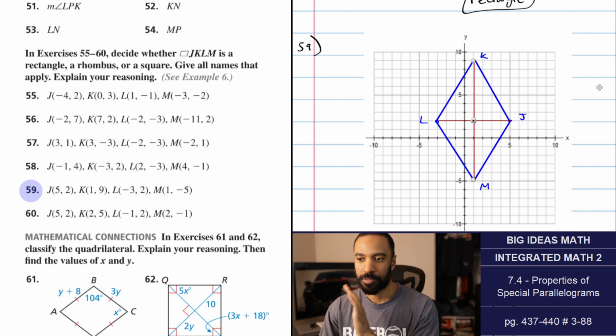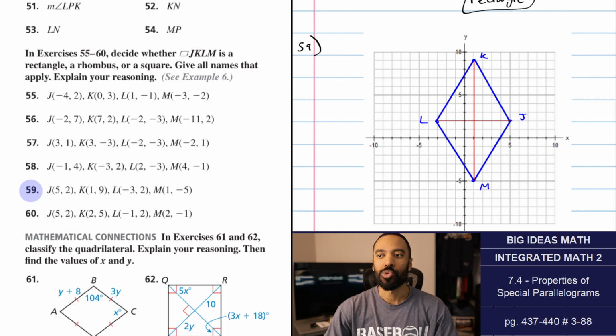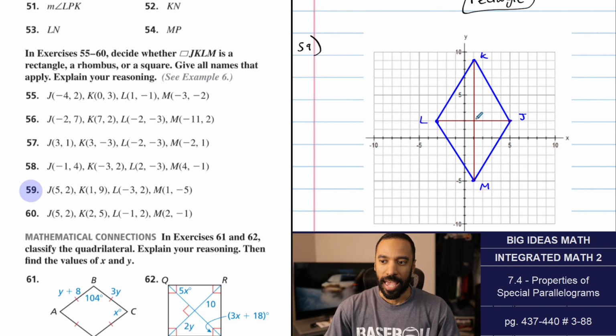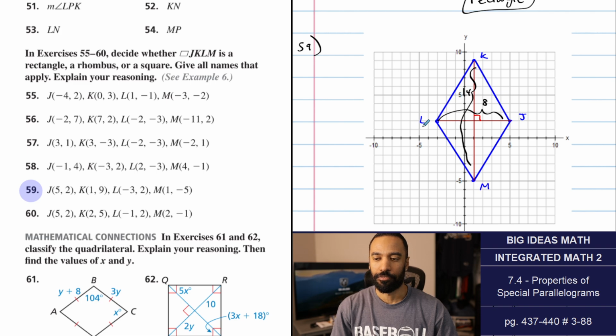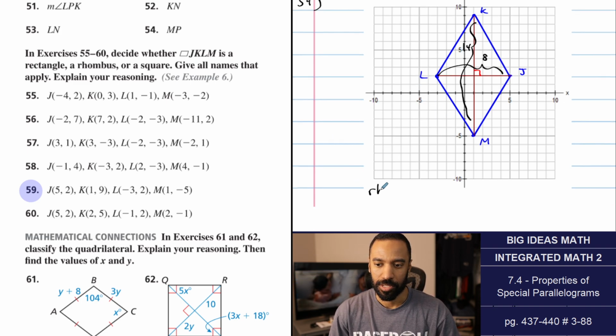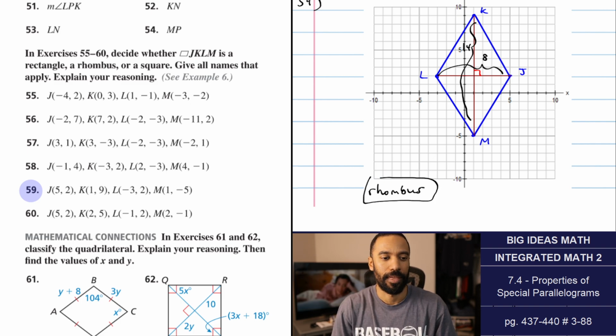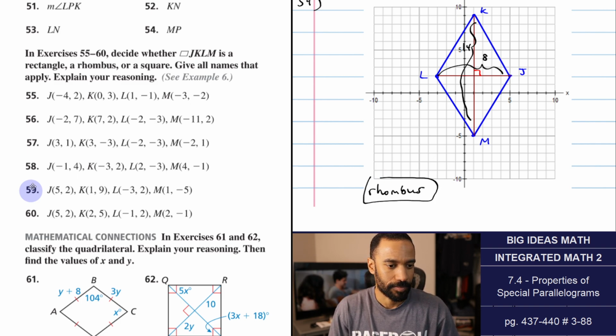Is it a rhombus? Yes. This is when I want to use the diagonals. Diagonals perpendicular, diagonals not congruent. This length is 8, and 7, 14 for that one. So 8 and 14: not a rectangle, yes a rhombus. Not a square, because not a rectangle. Okay, number 60.